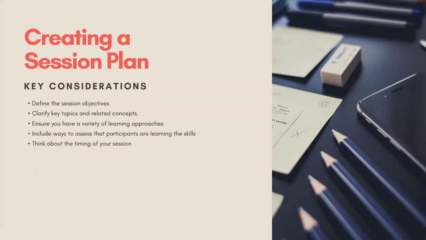Some key elements to think about with your training sessions are: first, defining the session objectives and what participants must learn to complete. Next, clarifying the key topics and related concepts. Then ensuring that you have a variety of learning approaches covered, engaging participants using several different approaches and applying them in different ways. This will help them retain the information. Being creative and using a variety of tools such as plenary and group discussions, role plays, group teaching, and online tools will better get at the various different learning preferences from your participants.